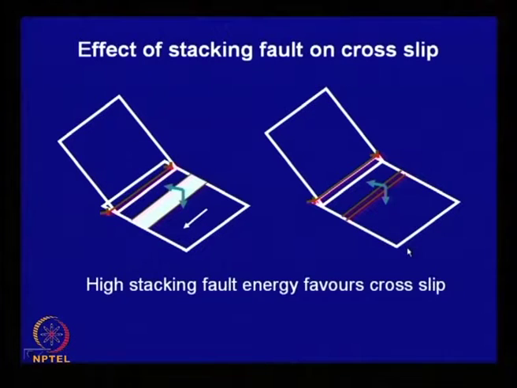Let us look at the effect of stacking fault on cross slip. Take up a case, these are two intersecting slip planes, let us say, and here on this plane, somewhere down this plane, somewhere here, there is a dislocation barrier, something like, let us say, a Lomer lock is there.